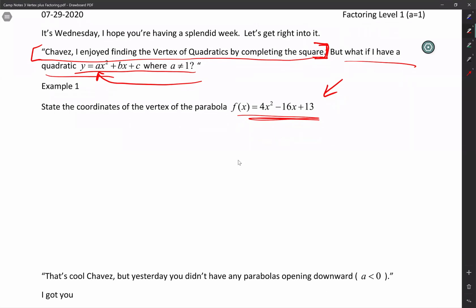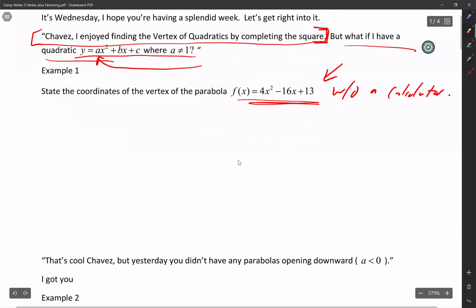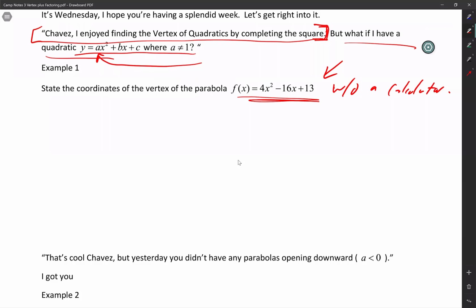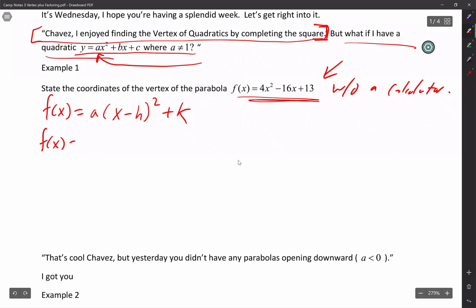State the coordinates of the vertex of the parabola 4x squared minus 16x plus 13 without a calculator. Without a calculator, because obviously with a calculator you can do anything, right? So without a calculator, guys, here's the whole point. We want to get to something that looks like this. So I'm going to rewrite my equation: 4x squared minus 16x plus 13.